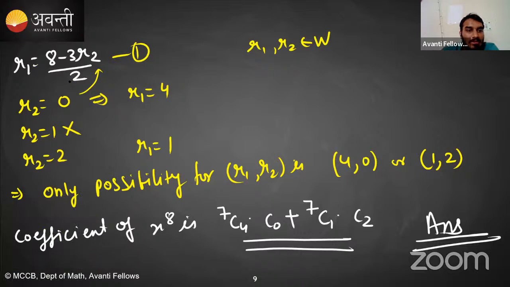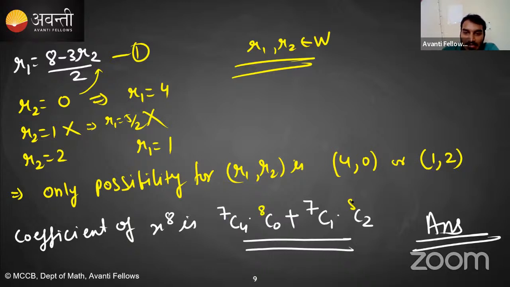After that, we just find the r2 value and r1 value manually. Just put r2 equal to 2. r2 can become 2 because r1 will take an integer value. r2 cannot be equal to 1 because if I put r2 equal to 1, then r1 becomes 5 by 2, which I cannot take because r1 and r2 are whole numbers. So the only possibility is r1 is 4, r2 is 0, or r1 is 1, r2 is 2. So 7c4, 8c0, 7c1, 8c2. Clear? Okay, very good, Namrata. Students, if it is clear, shall I proceed further?